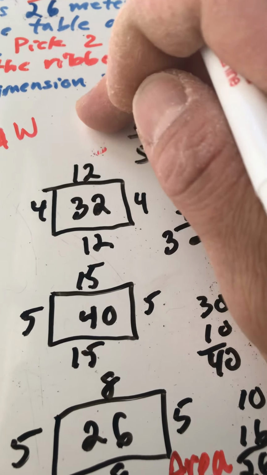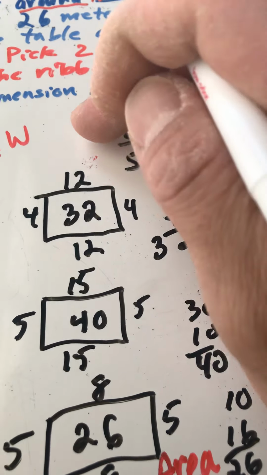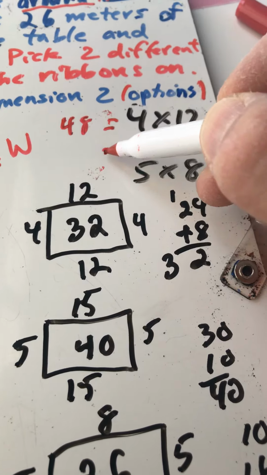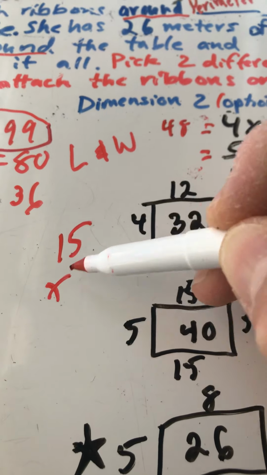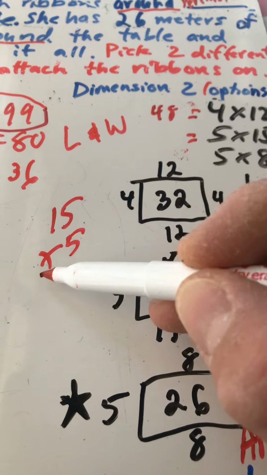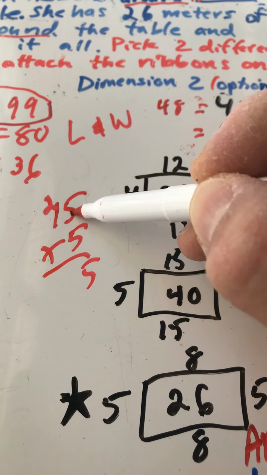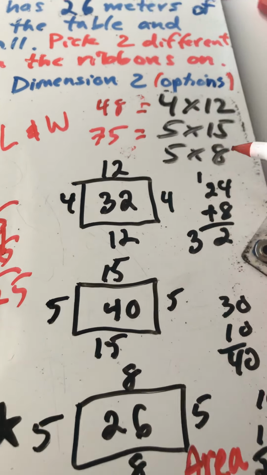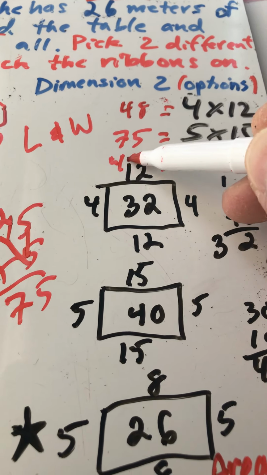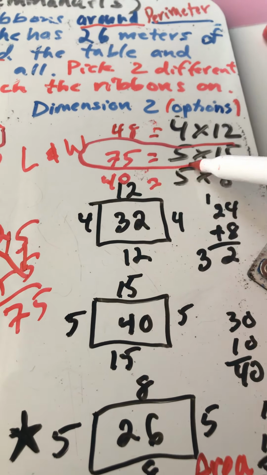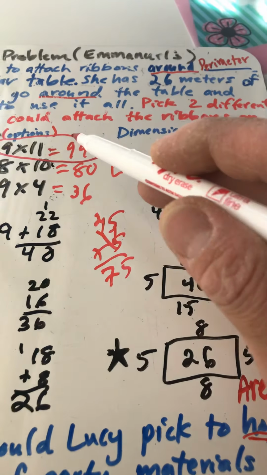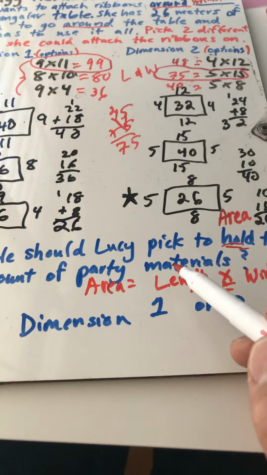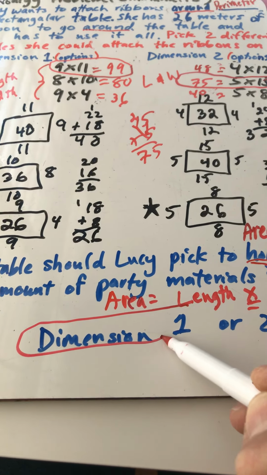Same thing on this side. 4 times 12 is 48. That's pretty big. 5 times 15, I've got to do a little math here. 5 times 5 is 25. 1 times 5 is 5, plus 2 is 7. This is 75, that's even bigger. And then 5 times 8 is 40. The biggest here is that one. But it wants you to compare which dimensions for the table would be bigger, and that's this one. So for this one, I would pick dimension 1.